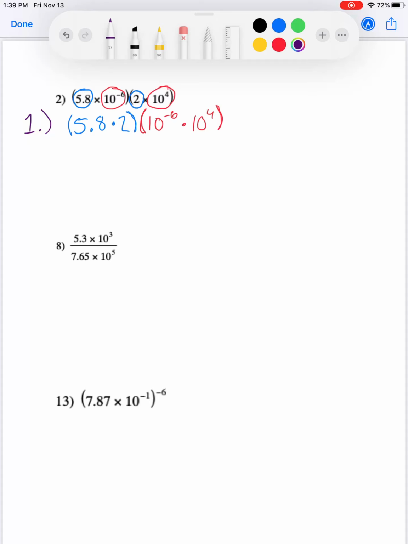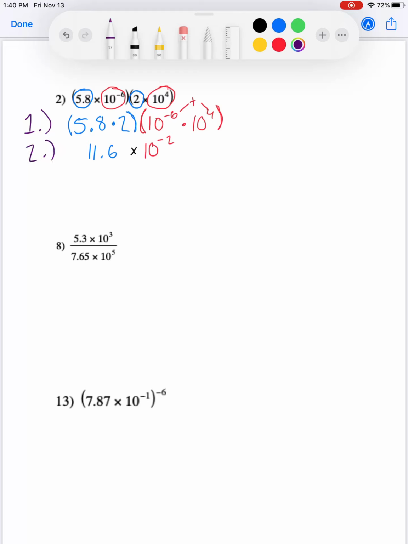So our second step is going to be to multiply both of these out. I'm going to multiply 5.8 times 2, which is going to give me 11.6. And then that is going to be times 10 to the negative 6th times 10 to the 4th. And if we remember, when we're multiplying these, what that really means is we add our exponents. So negative 6 plus 4 is going to be negative 2, so times 10 to the negative 2.